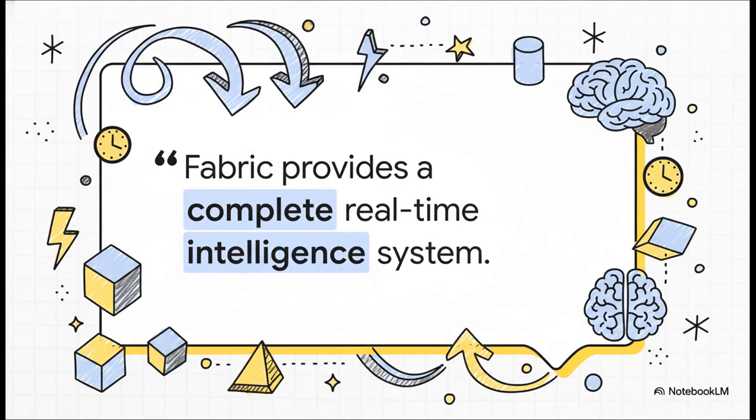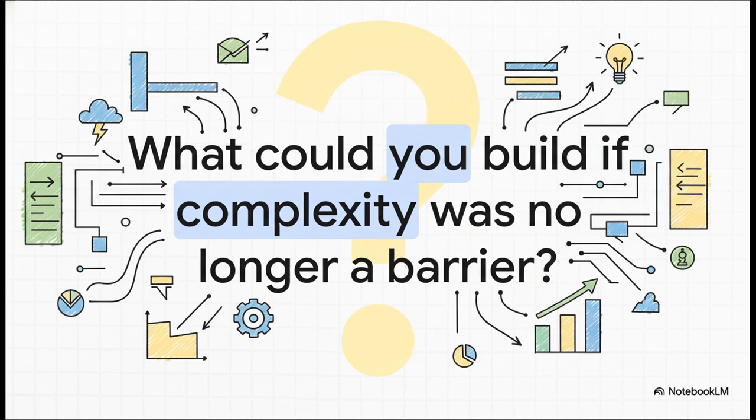So at the end of the day, what are we really looking at? Fabric isn't just giving you a couple of new tools for streaming data. No, it's handing you a complete, ready-to-go, real-time intelligence system. You know, for years and years, the sheer complexity of this stuff has been a huge roadblock. It stops so many great ideas from ever getting off the ground. So the question I want to leave you with is a simple one. What could you build if all that complexity just disappeared?